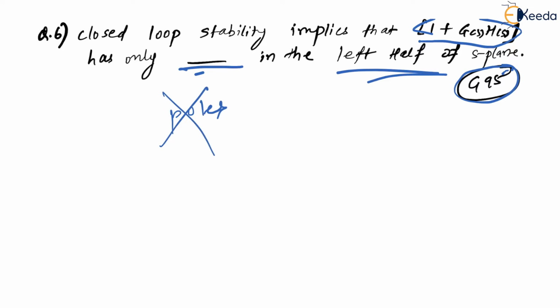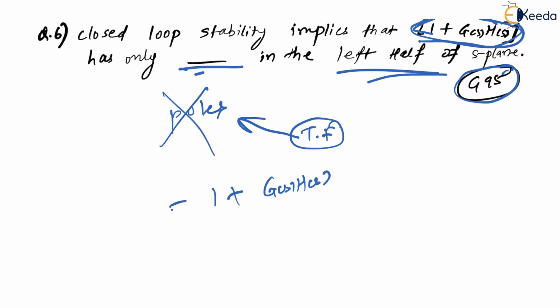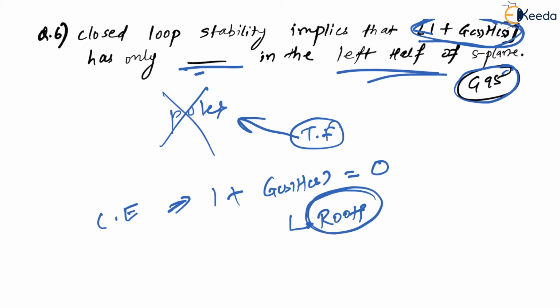Why? Because they are not asking you about transfer function. If they would have asked you that, then yes, definitely the answer is poles. But they are asking you for 1 plus G(s)H(s). What is 1 plus G(s)H(s)? We know that it is nothing but the characteristic equation, right? Now, we equate this equation to 0, and whatever roots we get should lie on the left half of s plane. Is that right? In case of stability, the answer is not poles, rather it is roots. Very important. Answer is roots and not poles.